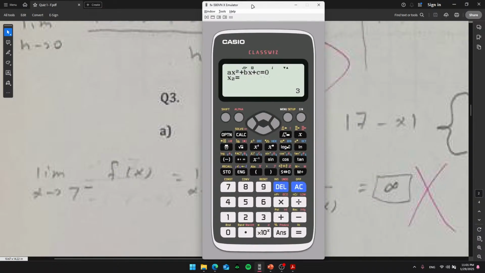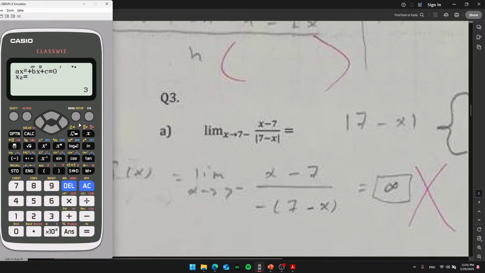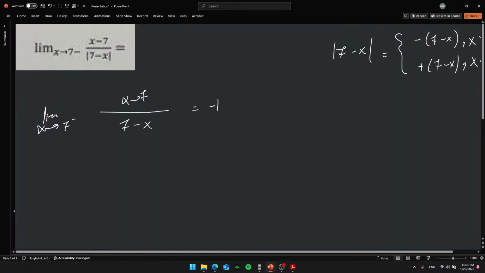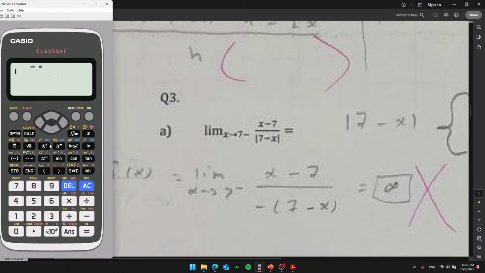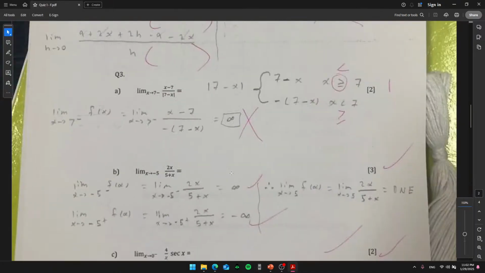Check with the calculator. It should equal -1. X minus 7 over 7 minus x, calc, squared 9. Yeah, -1.